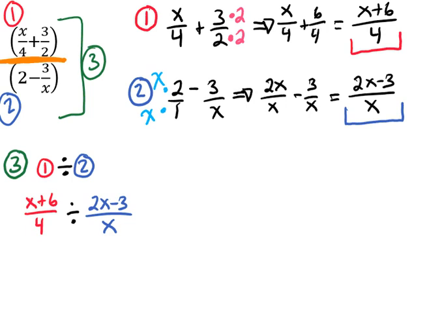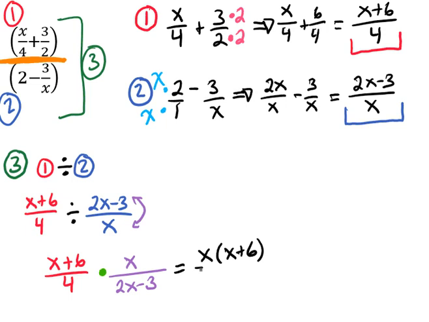So here we see that we have x plus 6 over 4 divided by 2x minus 3 over x. So I have a fraction divided by a fraction, which means that I'm going to keep, change, flip. And at this point, all we need to do now is put them together. So we'll have x times x plus 6 over 4 times 2x minus 3. And then we just want to check and make sure that we can't simplify this fraction anymore. And we can't. Nothing goes into each other. So this is going to be our answer, but we're not done.